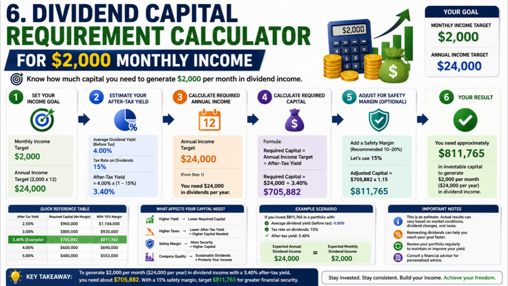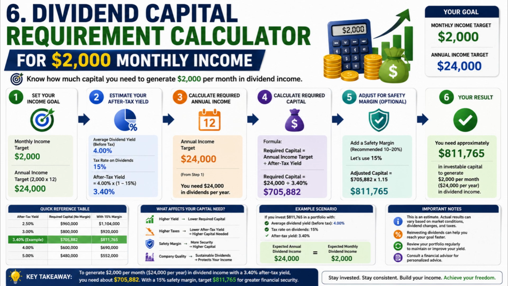At the example yield of 3.4%, the estimated capital requirement is about $705,882 without the safety margin and approximately $811,765 with the margin. On the other hand, with a 4% after-tax yield, the required capital falls to approximately $600,000. Including the safety margin increases the target to around $690,000. Furthermore, with a 5% after-tax yield, the estimated capital requirement is approximately $480,000. After including the 15% margin, the adjusted target becomes about $552,000.